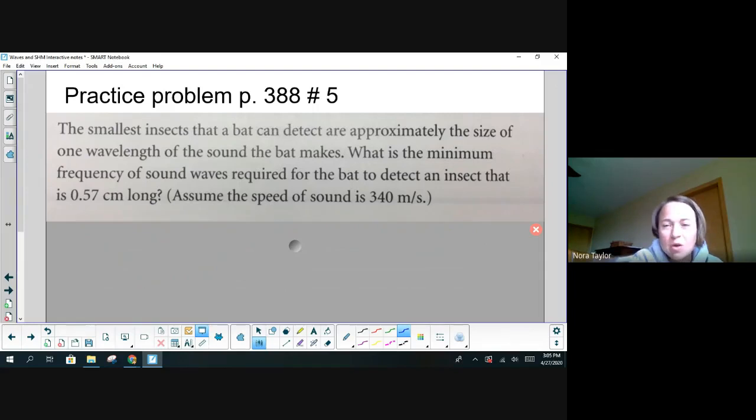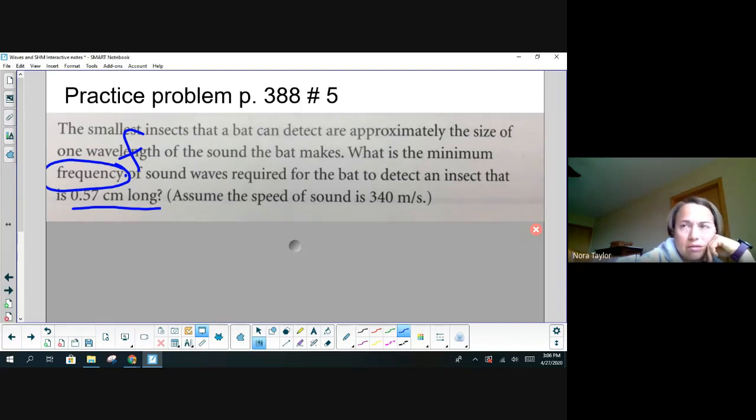But all right, so the question asks us, what is the minimum frequency? All right, so I'm going to put a circle around that, and I'm going to label that with my lowercase f. Of sound waves required for the bat to detect an insect that is 0.57 centimeters long. And so we're actually going to need to put that in meters, aren't we? So we're going to need to put that in meters. This is 0.0057 meters. And that's going to actually be our wavelength.